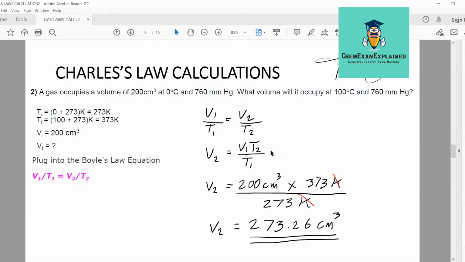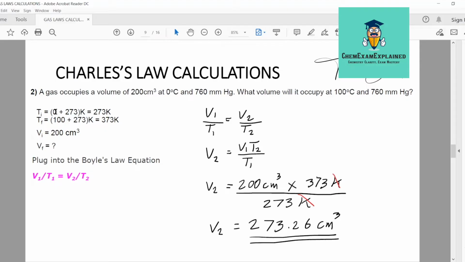In looking at another question involving Charles' law, a gas occupies a volume of 200 cm cube at 0 degrees Celsius and 760 millimeters of mercury. What volume will it occupy at 100 degrees Celsius and 760 millimeters of mercury? Again, the first thing we need to do is to put down the information that we have. And remember that we must convert degrees Celsius to Kelvin by adding 273.